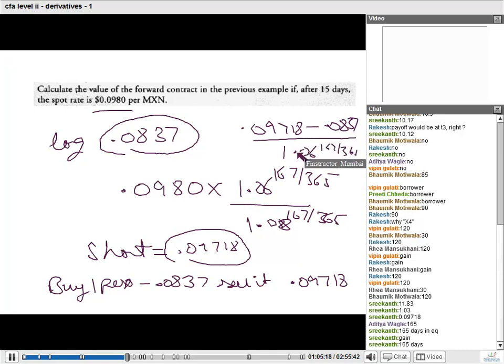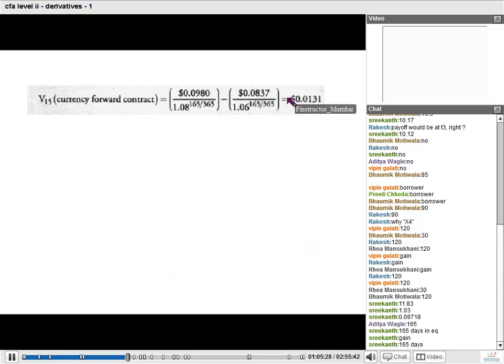However, this is the positive value that you'll realize 167 days later. So discounted, this is dollar value, so discounted by the dollar rate, which is 6%. You'll get to the same answer as $0.0131.